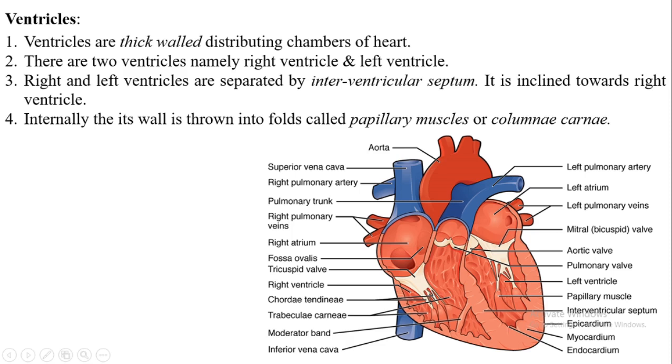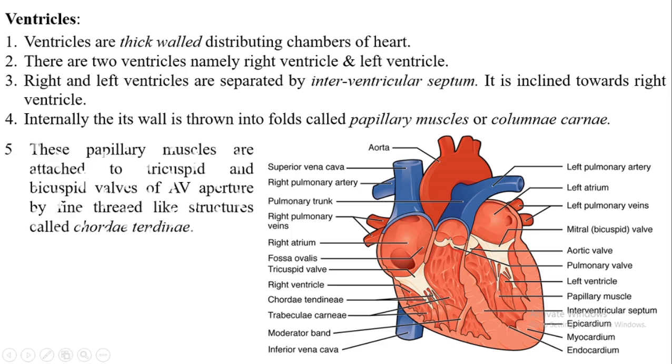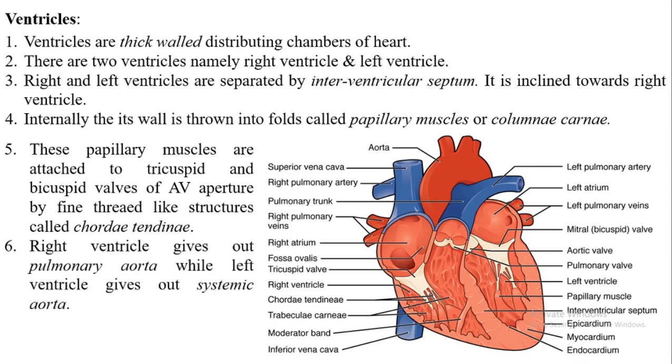So these papillary muscles are the foldings of the ventricular wall, which are also called columnae carneae. These papillary muscles are attached to the tricuspid and bicuspid valves of the AV aperture by very fine, thin, thread-like structures called chordae tendineae. The right ventricle gives out the pulmonary aorta, while the left ventricle gives out the systemic aorta.